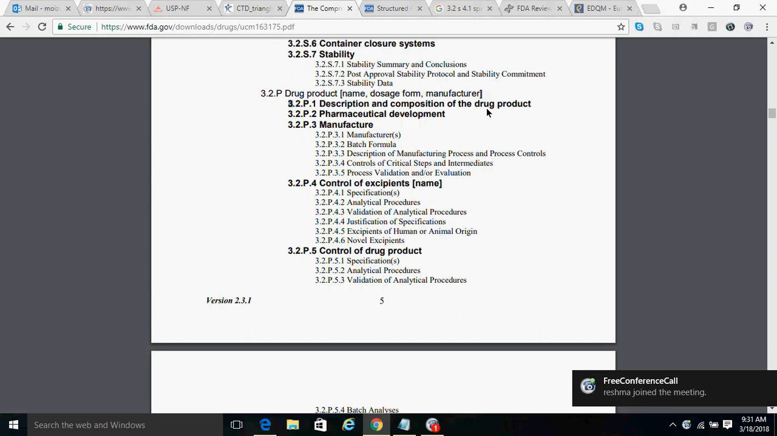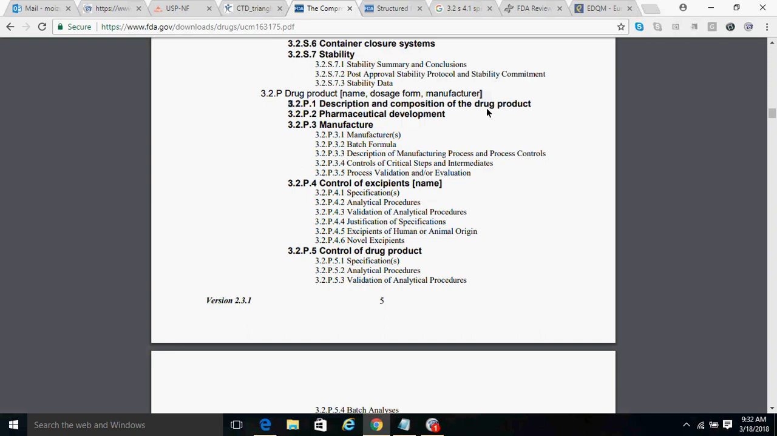The second example is pharmaceutical development. This is a small section about what kind of development you did. I don't think we have much information on 3.2.P.2, but if there are any sections, you can again check your previous example and try to do what exactly they want. Go for 3.2.P.3, manufacturer. Who is your manufacturer? If my manufacturer is in Sacramento, California, I'll put the manufacturer's name, address, details, contact number, and email address. That's all I'll be providing in the 3.2.P.3 manufacturer section.